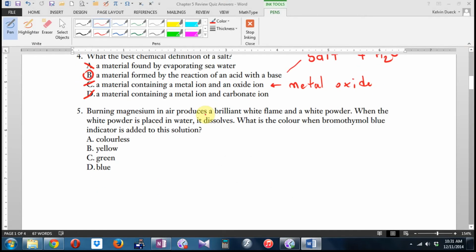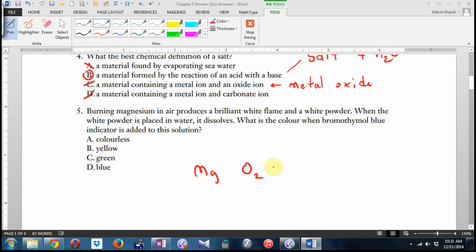Burning magnesium in the air, really what that's saying is combining magnesium and oxygen, because when you're burning something in the air, that's the primary reaction going on. It produces a brilliant white flame and a white powder. When the white powder is placed in water, it dissolves. What is the color when bromothymol blue is added? So here's what we're really saying.